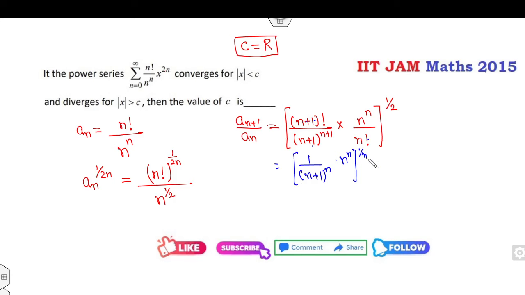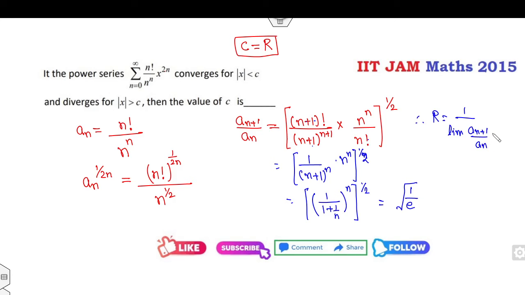Now can you solve this? I can take n as common, so I can write this as 1 over (1 plus 1/n) raised to the power n, all raised to the power 1 over 2. So what is the limit of this component? It is 1 over e. Yes, it is 1 over e. Therefore the radius of convergence is the limit of a_(n+1) over a_n, so root e is the right answer of this problem. You can use 2.718, so 1.655 is the correct answer of this problem.